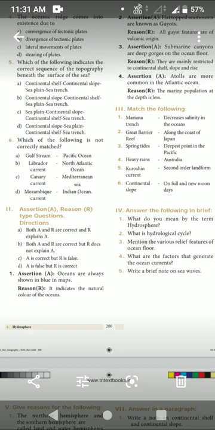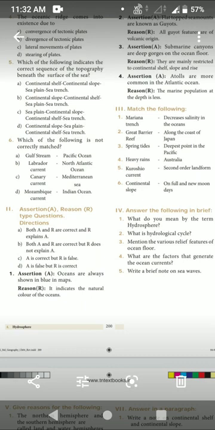Okay. Next question is, what are the factors that generate the ocean current? Do you know? Can you answer? Yes, the factors that generate ocean currents are Earth's rotation, prevailing winds and differences in temperature and salinity of ocean water. Okay. What are the factors? The factors that generate ocean currents are Earth's rotation, prevailing winds and differences in temperature and salinity of ocean water.